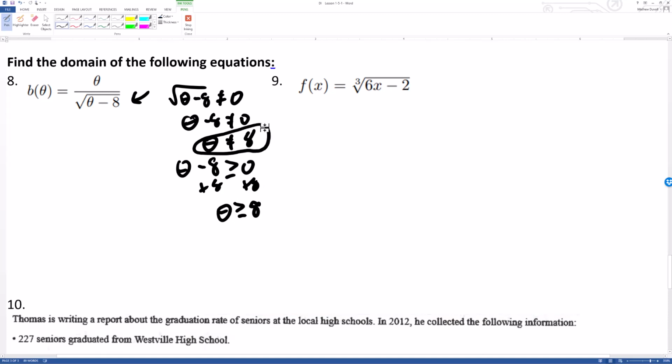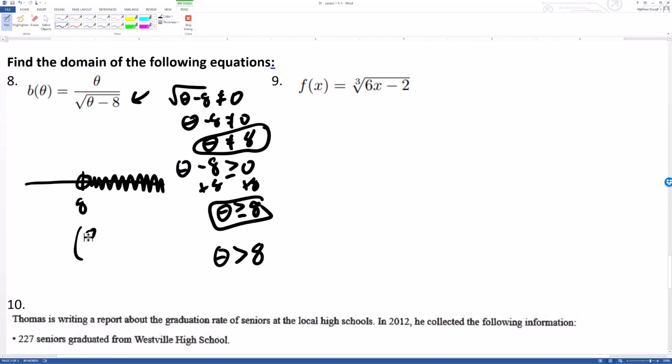Well, to combine these two statements, if it can't equal 8 and it's greater than or equal to 8, but it can't equal 8. So to combine them, I can just think of it like that. And that goes on forever. So that would be from 8 to infinity. Because it's an odd root, no domain restriction.